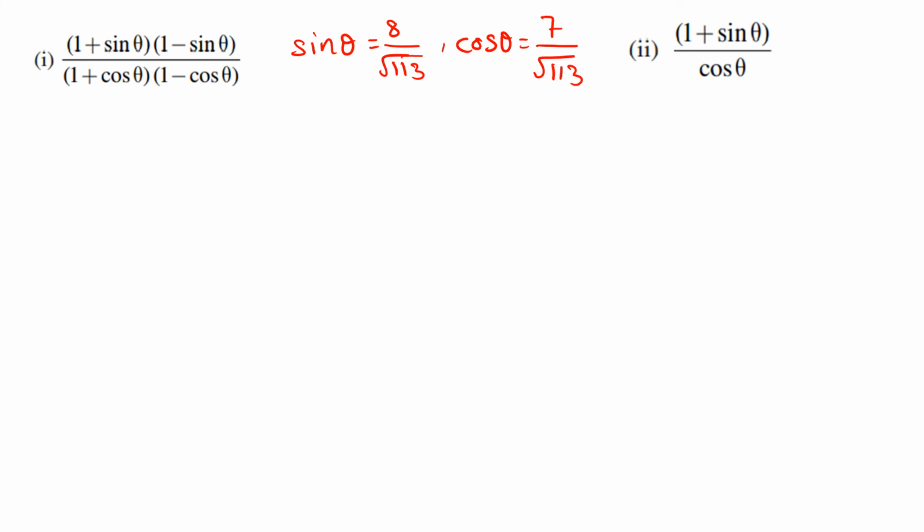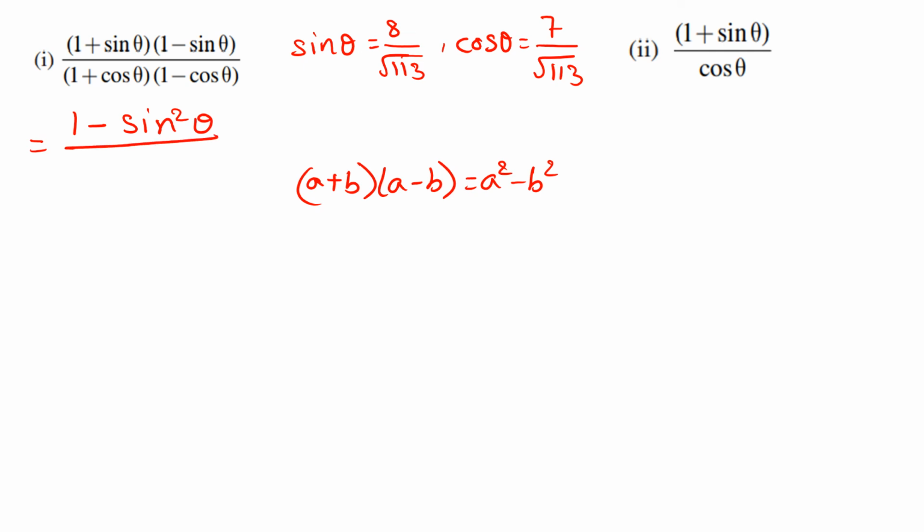Now substitute these values in the question. The first question is (1 plus sin theta)(1 minus sin theta) by (1 plus cos theta)(1 minus cos theta). This is in the form (a plus b)(a minus b), which we know equals a square minus b square. We apply this formula here: 1 square minus sin square theta by 1 square minus cos square theta, that is 1 minus sin square theta by 1 minus cos square theta.